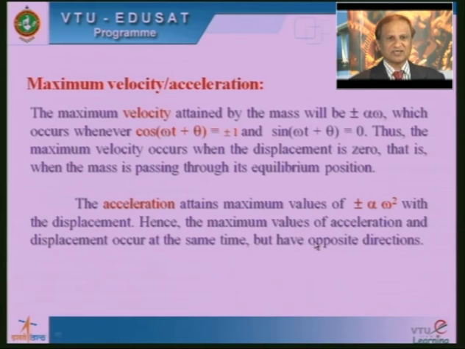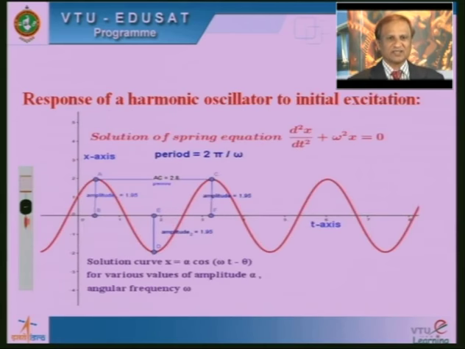Yesterday I showed this along with the diagram, is it clear? So, this is the response of a harmonic oscillator to initial excitation. Here the spring is moving in the downward direction as well as the upward direction. So, friends, the solution curve is x is equal to a into cos of omega t minus theta.